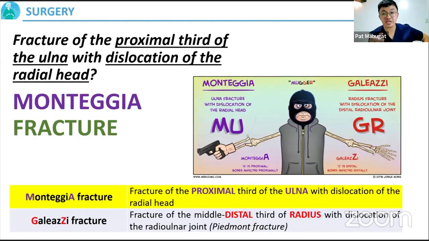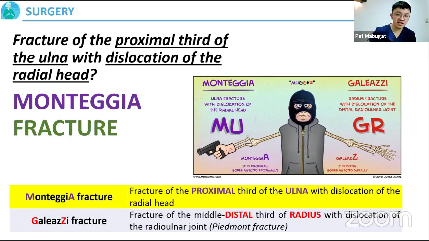Now for the spelling, Monteggia ends with A. A being the first letter of the alphabet, you're thinking proximal, right? Galeazzi, Z is the end. Z is more at the end of the alphabet, so you're thinking of more distally. To summarize: Monteggia, MU, ulna; Monteggia, MA, A being proximal. Monteggia, ulna, proximal. Galeazzi, radius, Galeazzi, Z, distal. So Galeazzi, radius, and distal.